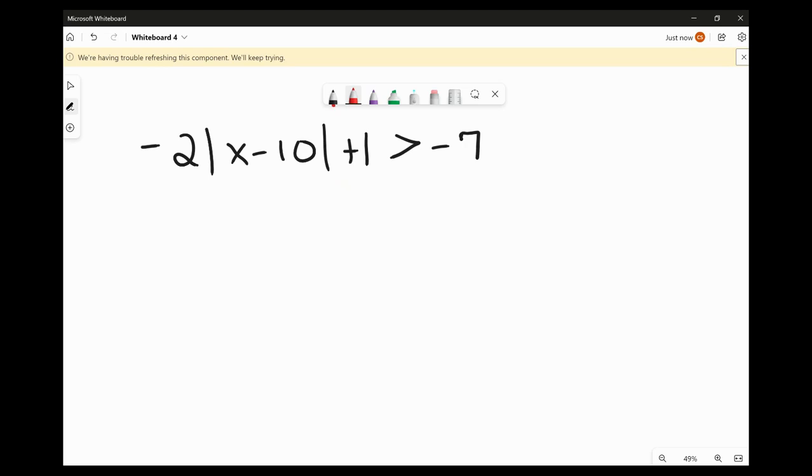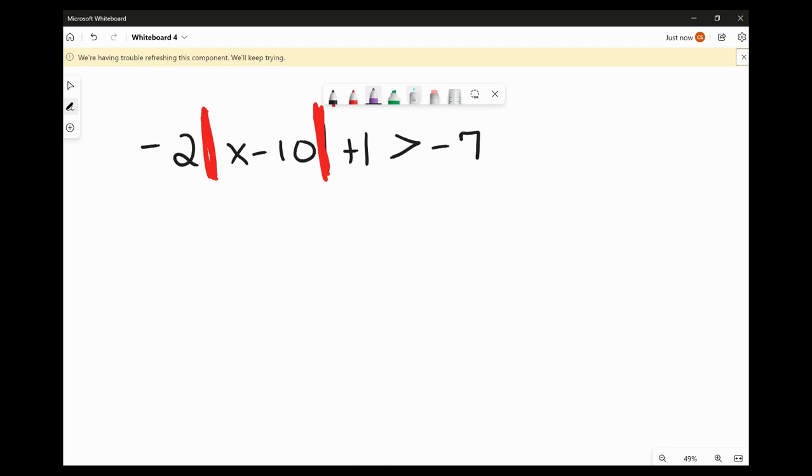So let me make these absolute value signs a little bigger and darker, another color. That way you can really see that these are absolute value signs, and that has to be isolated first. So in order to do that, I'm going to get rid of what I call the lonely guy, the guy that's not attached to the absolute value signs, which is the +1.